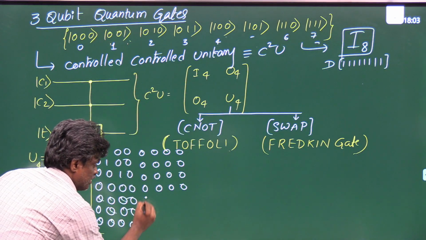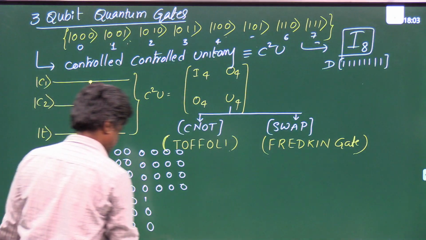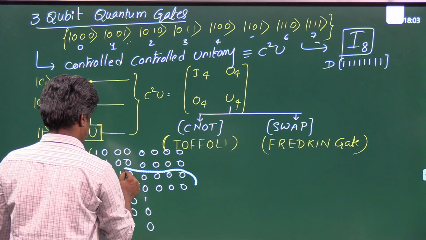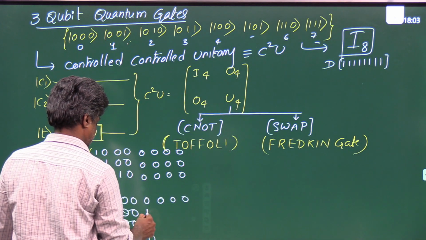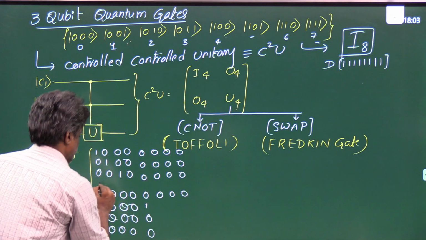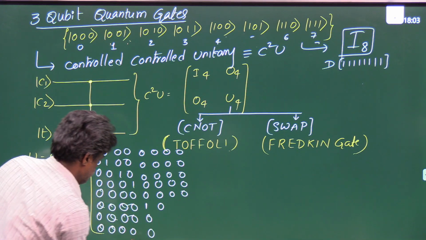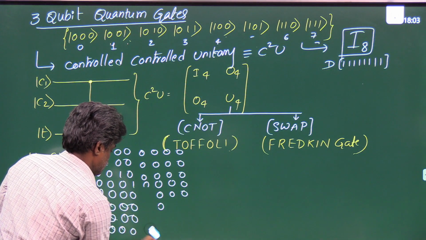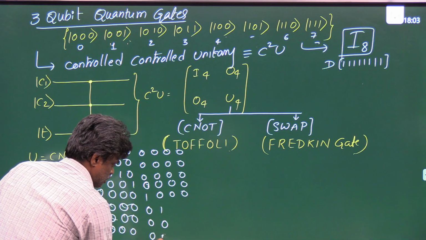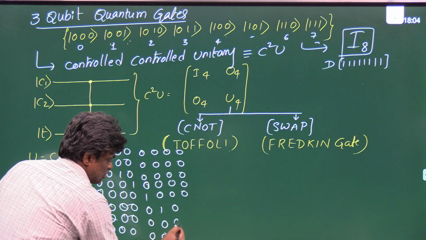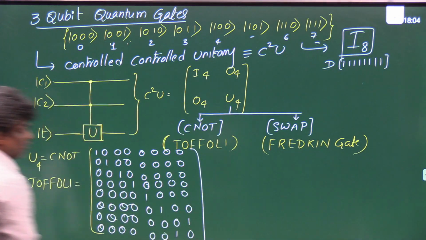Now C0, what does C0 mean? The second and third interchange. 1 0 0, then 0 0 0 1 0 0, the second and third are interchanged: 0 0 1 and 0 1 0. I hope you understand. That's it.